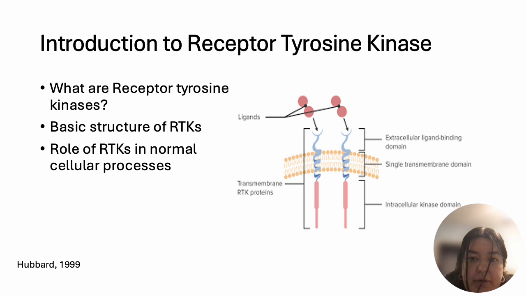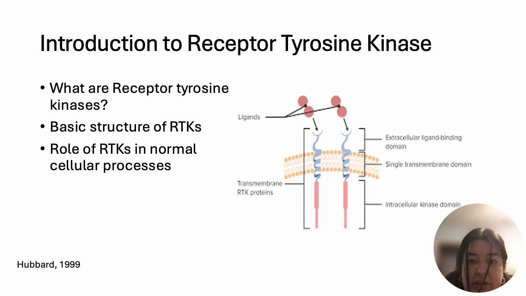Let's start off with what they are. Well, receptor tyrosine kinases are receptors in the cell membrane that play a role in signal transduction. The role of transmitting signals from the cell's environment to its interior is seen in various cellular processes. Digging on further, there are three main parts to the RTKs.